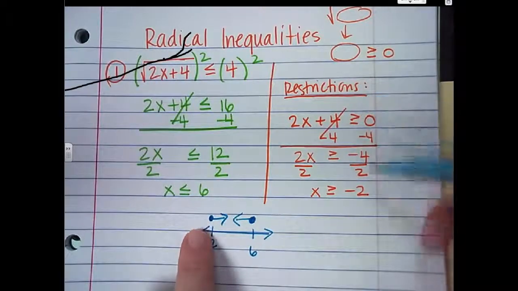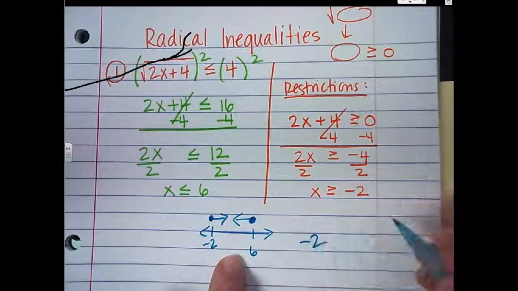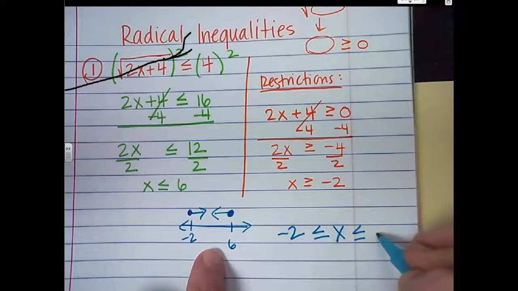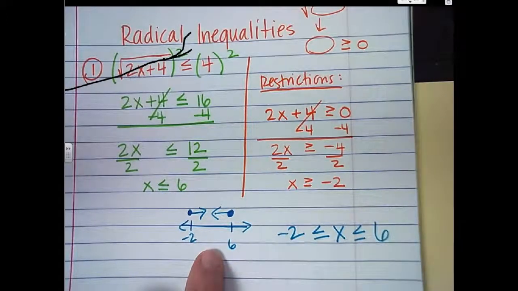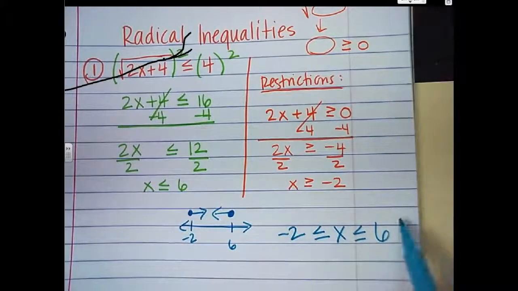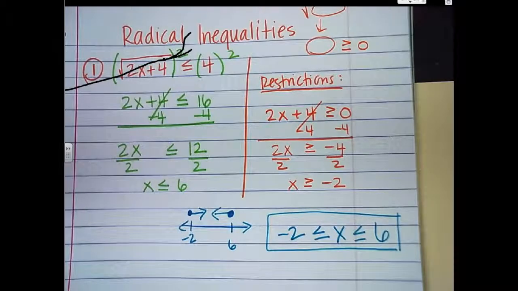Okay, so you have to do the restriction to say, well, does it matter or does it not? So in this case, our answer is negative 2 less than or equal to x, less than or equal to 6. This one says less than 6, but then the restriction says, well, it still has to be greater than or equal to negative 2 to give us a real number answer.